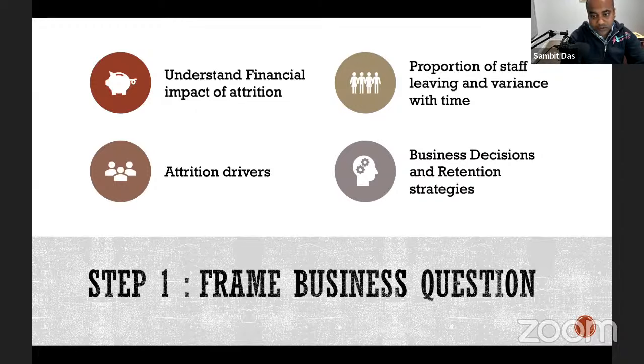I will show you a calculator that I've been working on, and that will help to understand and identify the financial impact of attrition. Then we will do EDA and modeling to understand the business problem: what proportion of staff is leaving, and what is the variance with time. Are they increasing with time? Are they decreasing with time? What are the factors that are supporting attrition? We want to understand that.